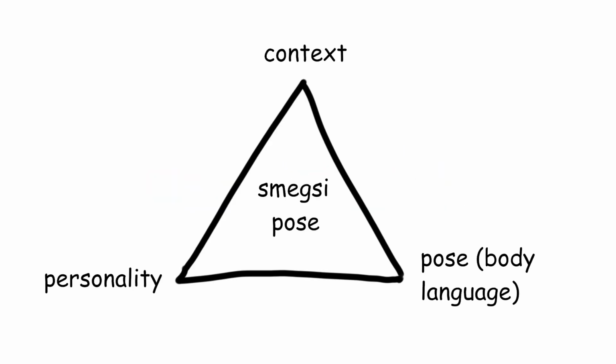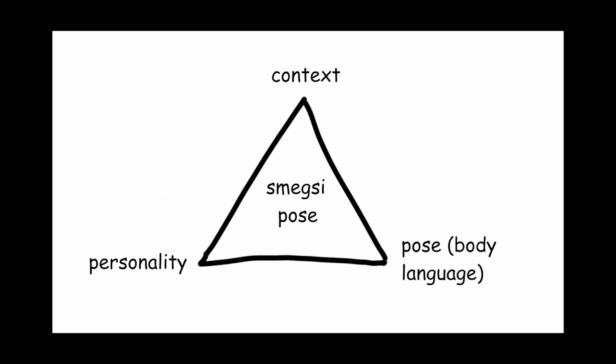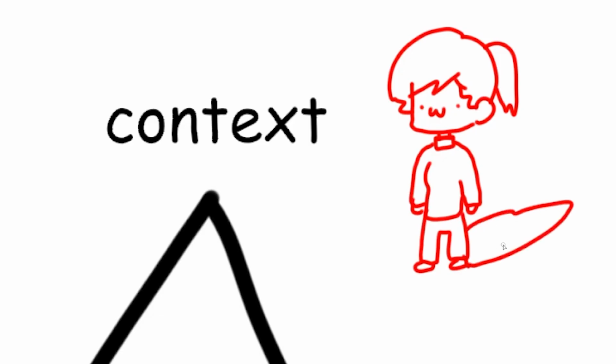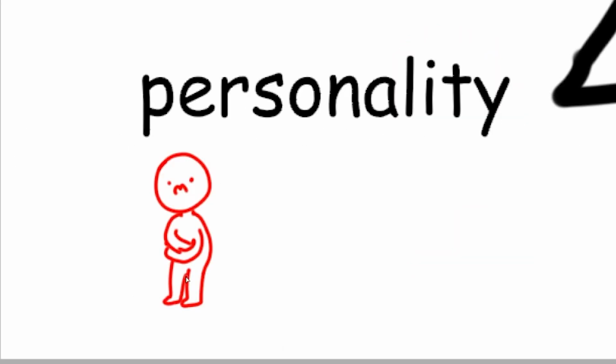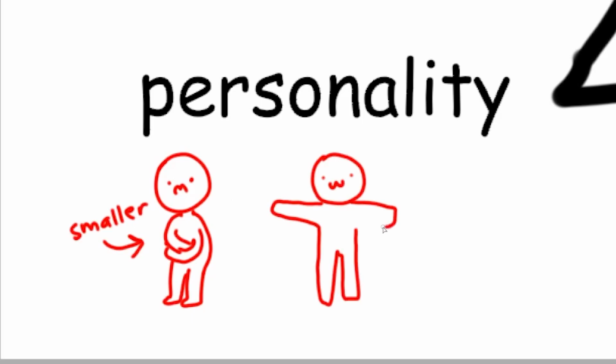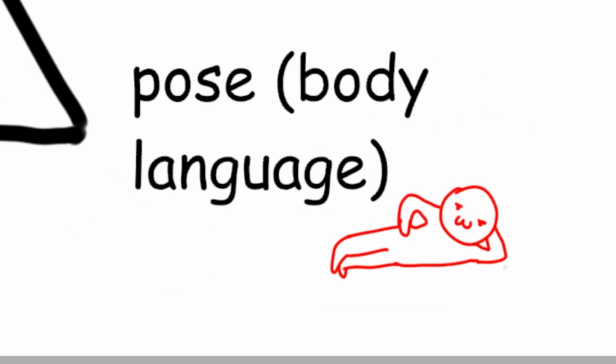Here is a golden triangle of drawing poses. Of course, I just pulled this out of my butt. It's not official. Context is how your character interacts with the environment. Personality is personality. Shy person equals make themselves smaller. Outgoing person equals T-posing. Pose is, well, the body language, of course.